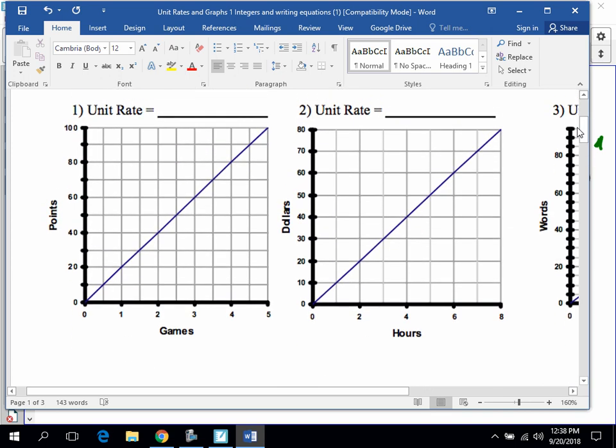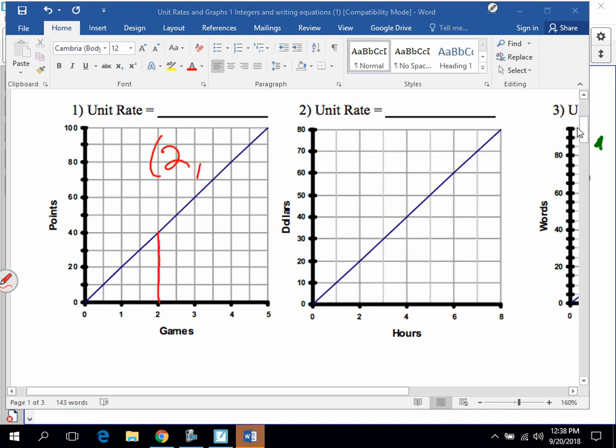Alright, so there's graph 1. Then we need the point (2, 40). So this is the point that we're looking at.